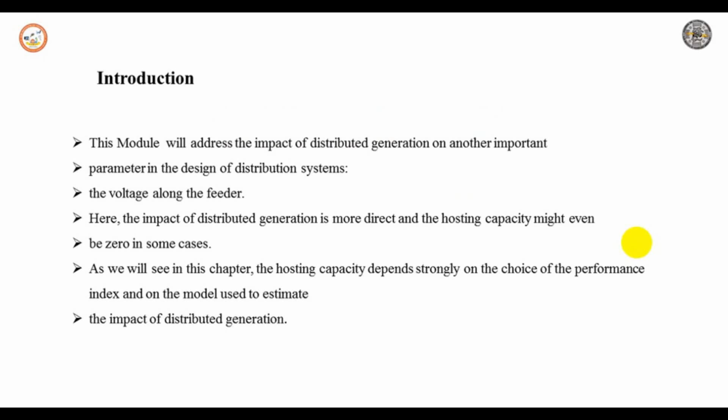So this module will address some of the impact of distributed generation on other important parameters in the design of this distribution system. The voltage along the feeder, here the impact of distributed generation is more direct, and the hosting capacity might be 0 in some cases. As we will discuss in this chapter, the hosting capacity is strongly dependent on the choice of the performance index, a measure that is used to estimate the impact that is caused by the distributed generation.